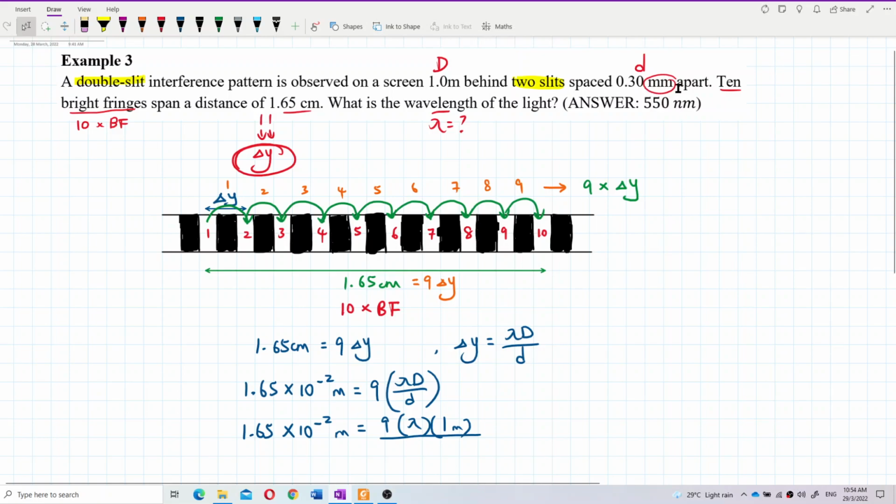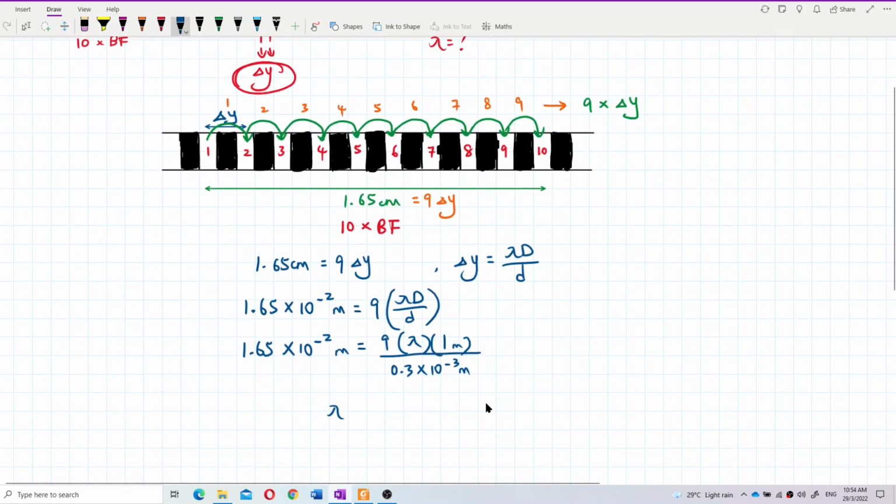Millimeter needs to be changed to meter, so it's 0.3 exponent negative 3, since milli is exponent negative 3. Now I can find the lambda. Let's calculate: 1.65 exponent negative 2 multiplied by 0.3 exponent negative 3, divided by 9, divided by 1. What's the answer? My lambda is 5.5 exponent negative 7 meter.